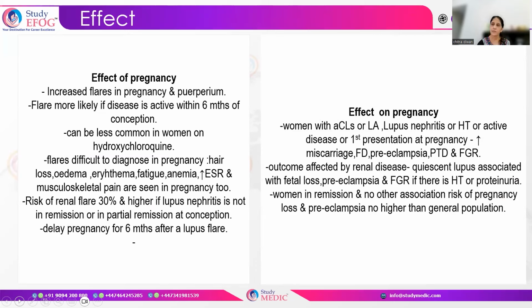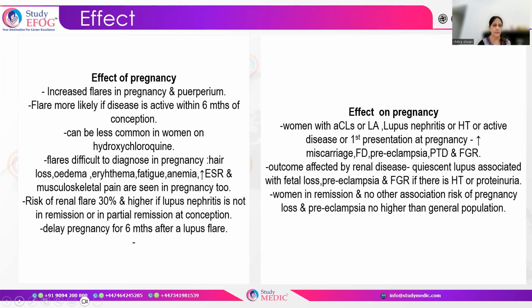Now, remember, in pregnancy, the flares can be difficult to diagnose because some of the symptoms that are seen in the flares, like hair loss, edema, erythema, fatigue, anemia, increased ESR, and musculoskeletal pain, could also be normal features of pregnancy.